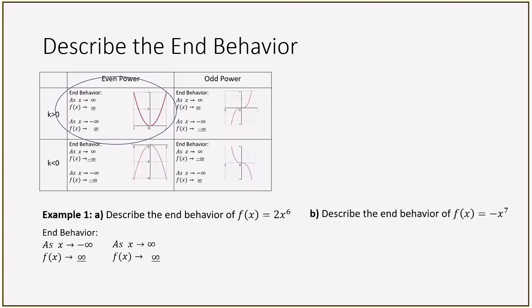Let's see this again. Now we have negative x to the 7th, and it looks like I don't have the leading coefficient, but in this case there is an invisible 1 in front of my x to the 7th. So I have an odd power. I have a negative leading coefficient. It's negative 1. And so I look at my chart, and it's the bottom right thing. So now my answer would be, as x goes to negative infinity, f of x goes to positive infinity. And as x goes to positive infinity, f of x goes to negative infinity.